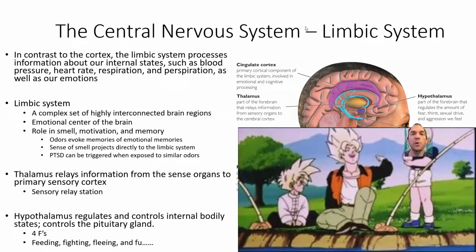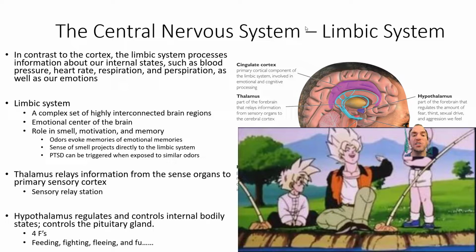All right, so let's move to a whole different part of the brain. Let's get out of the cerebral cortex. Let's talk about the limbic system. The limbic system processes information about our internal states, such as blood pressure, heart rate, respiration, perspiration, as well as our emotions. So you have those basic biological processes, things that you're really not thinking about. You're not controlling your blood pressure, for example, or how much you're sweating in general. You're not controlling those things. But it also is associated with emotions.